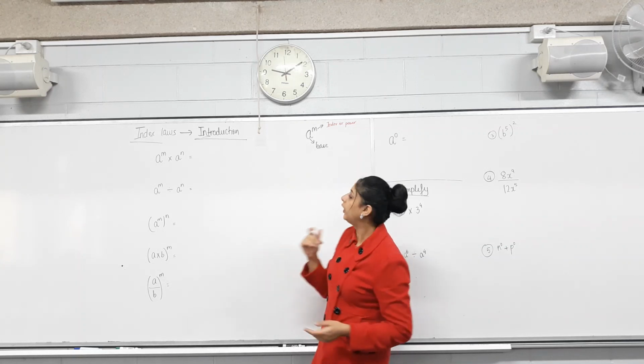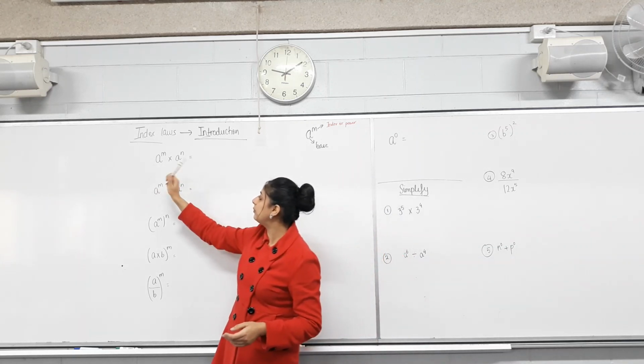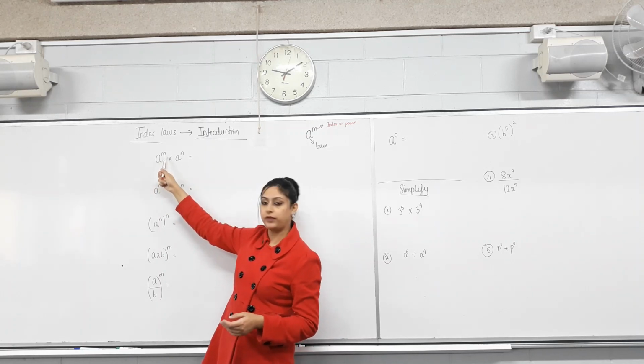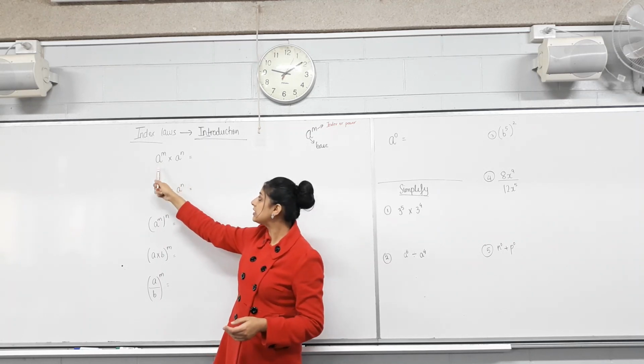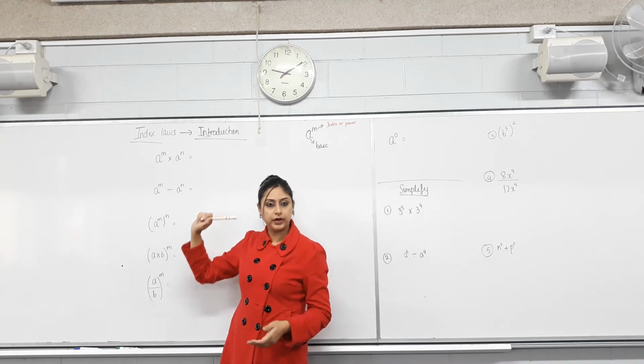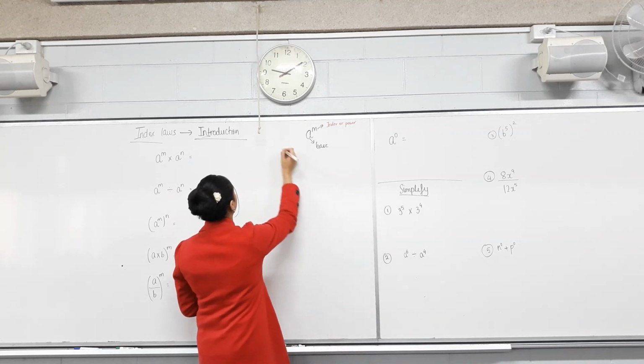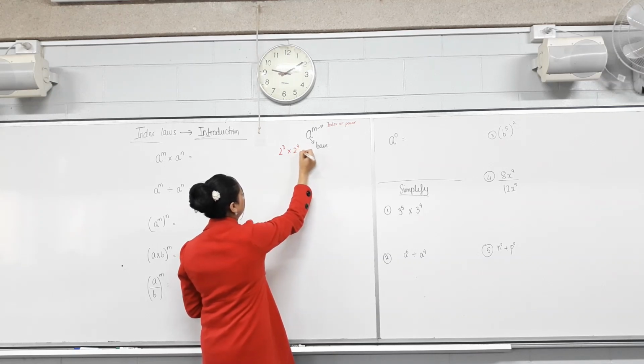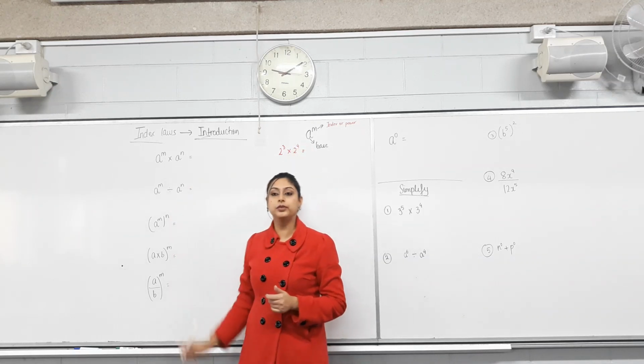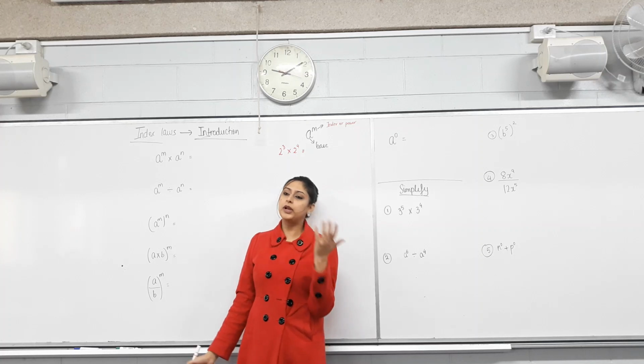Okay, now what happens if we have the same base? So we have a number to the power of m times the same number to another power, right? For example, if I have 2 to the power of 3 times 2 to the power of 4. Is that similar to this rule? What will it equal?